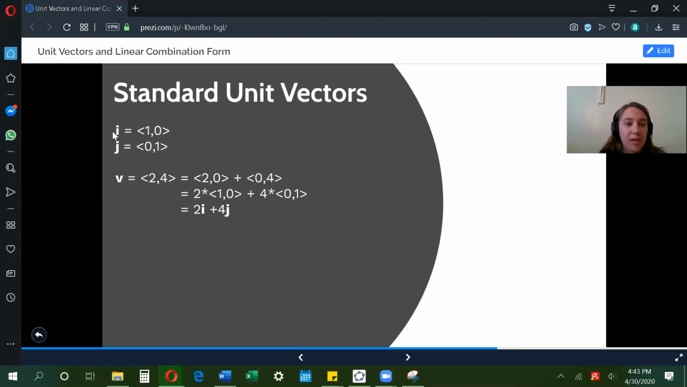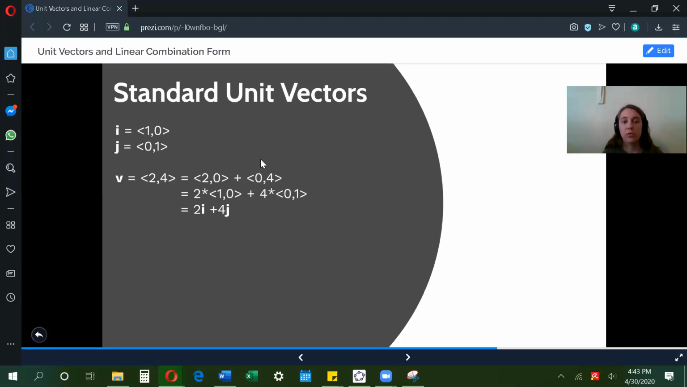This i is equivalent to the vector 1, 0. And so that equates to a horizontal movement. The vector j is a vertical movement. It's just the standard unit vector moving up 1 unit.